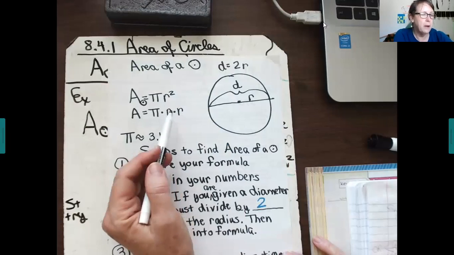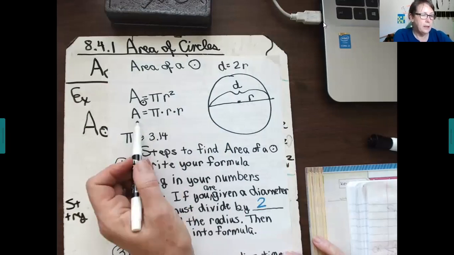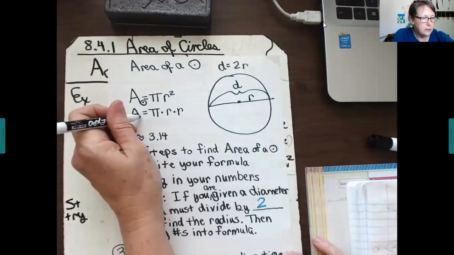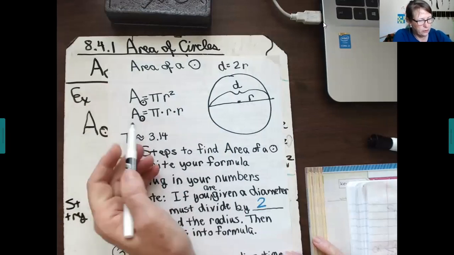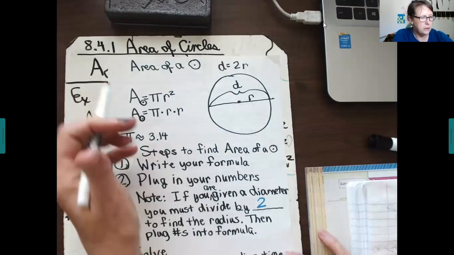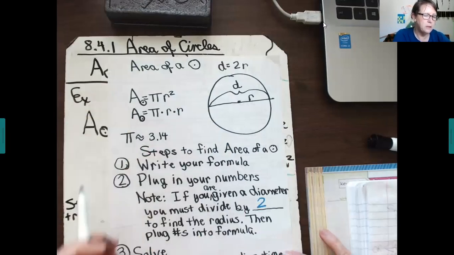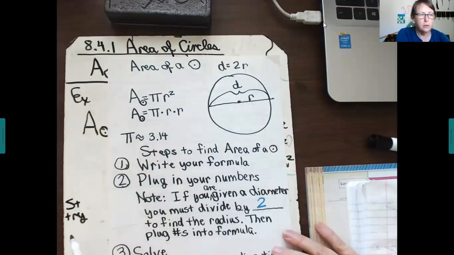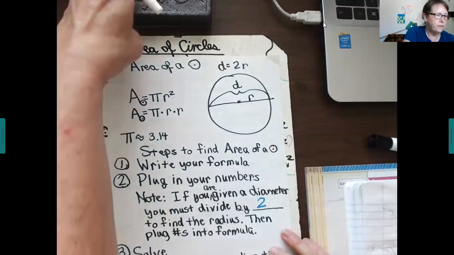But if this is a problem, take it apart and say it like this. Area of a circle is pi times R times R. And I've included that within these steps here. Pause the video and write these steps down in your notes.